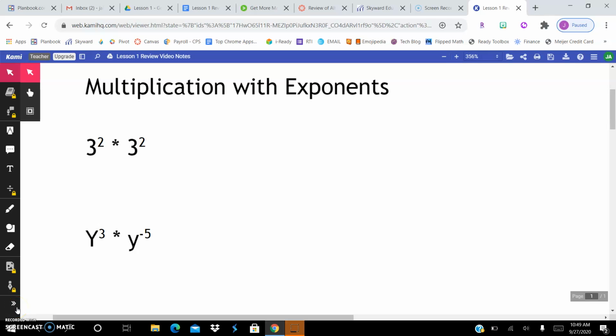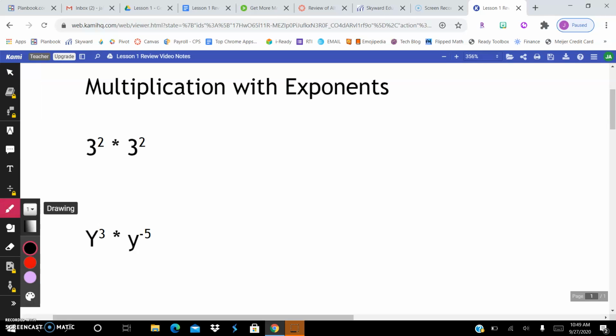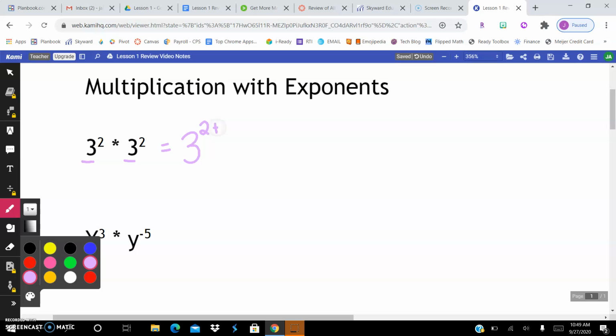Today we are going to do a review of all of the properties of exponents that we have talked about so far last week. So the first one is multiplication with exponents. If you remember, when we are multiplying and we have the same base, this only works when we have the same base, and in this case we have bases of 3, so we can just add the exponents. We keep the base of 3 and then we add the exponents. The exponents are both 2, so 2 plus 2, we end up with 3 to the 4th.